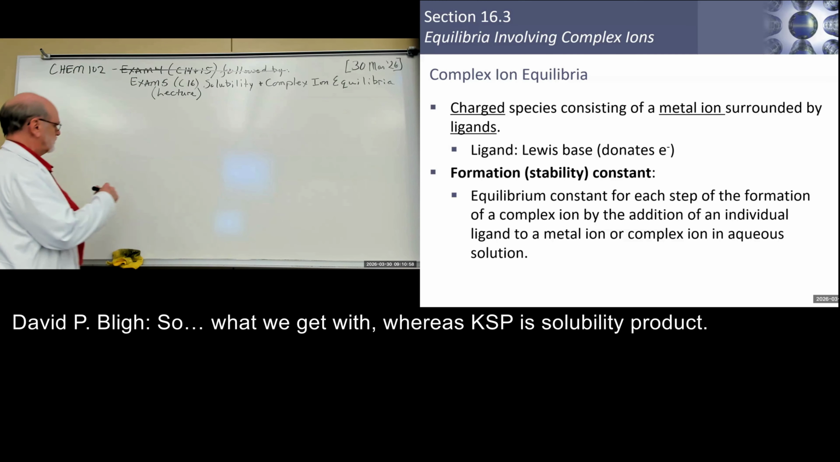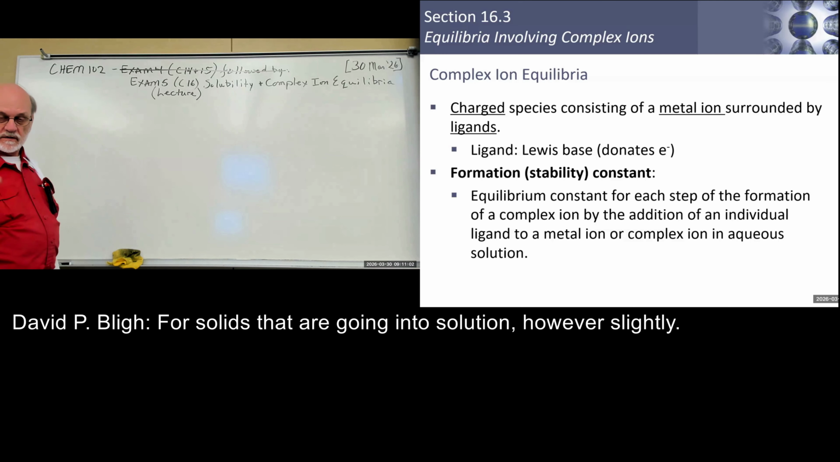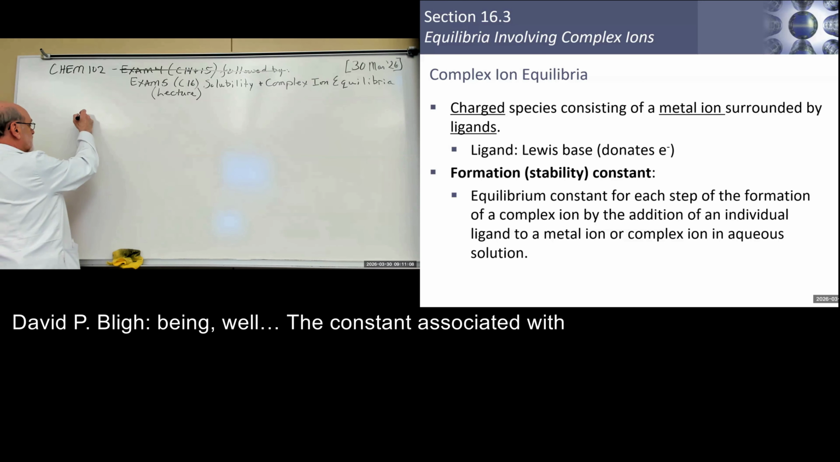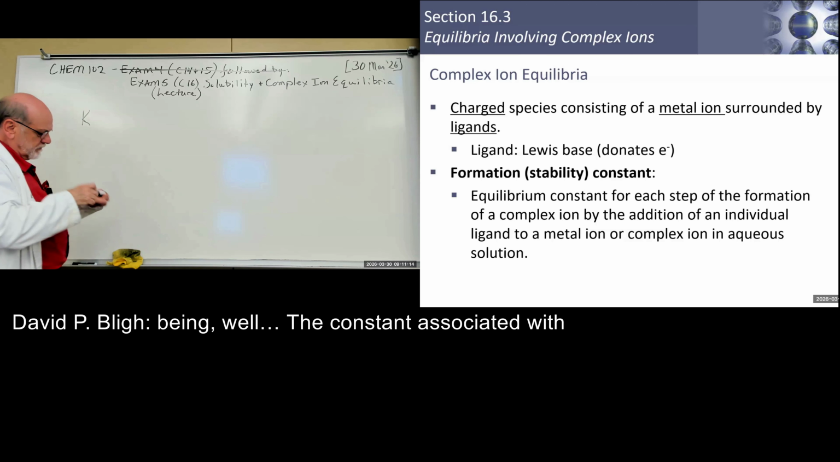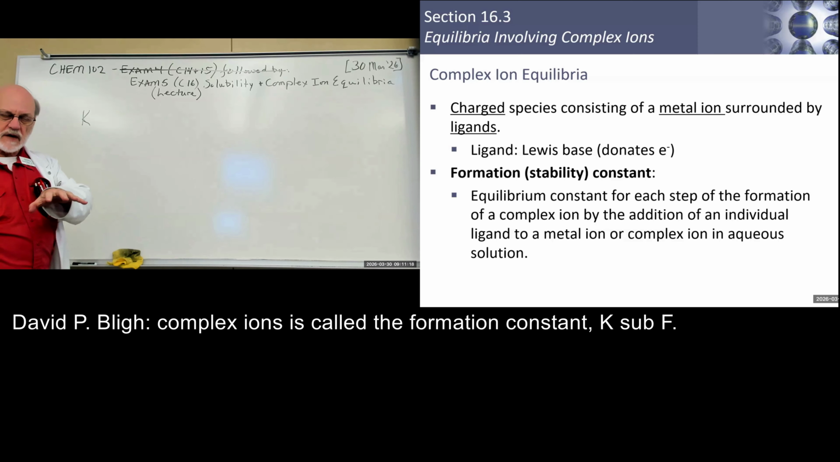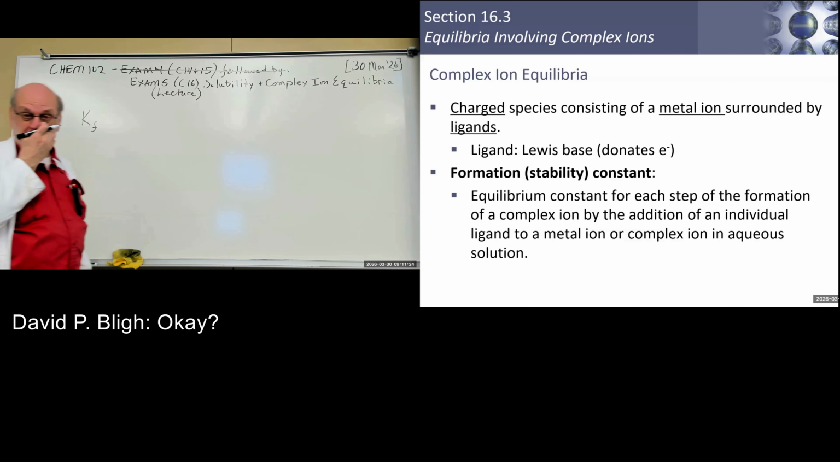Whereas K sub SP is the solubility product for solids that are going into solution, however slightly, the constant associated with complex ions is called the formation constant, K sub F. Okay.